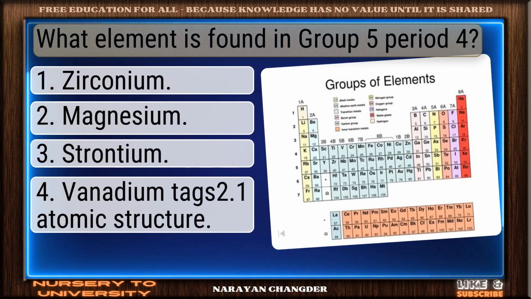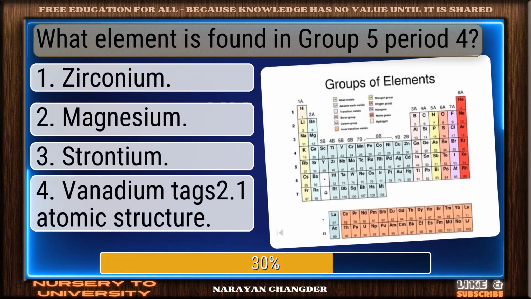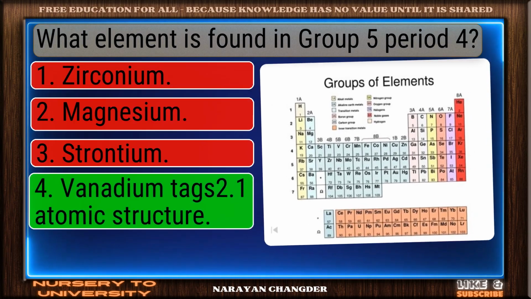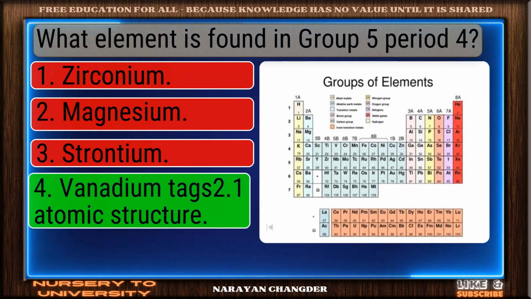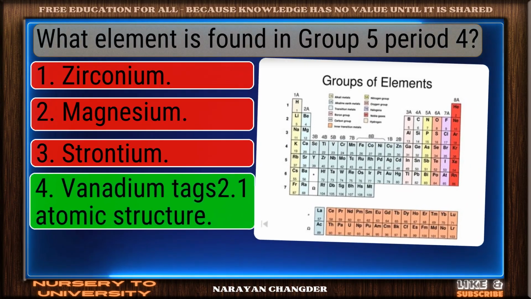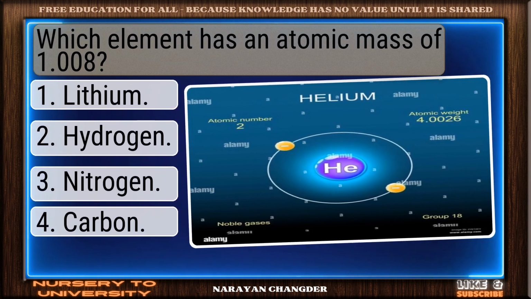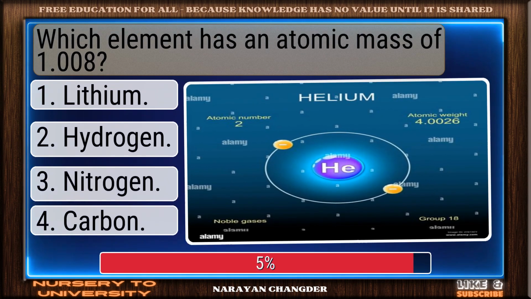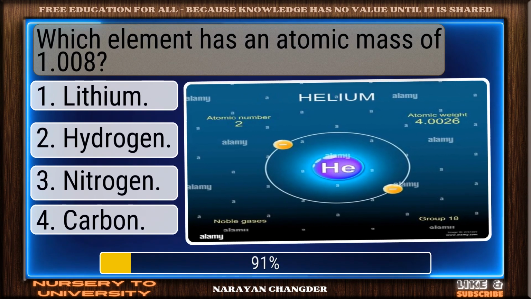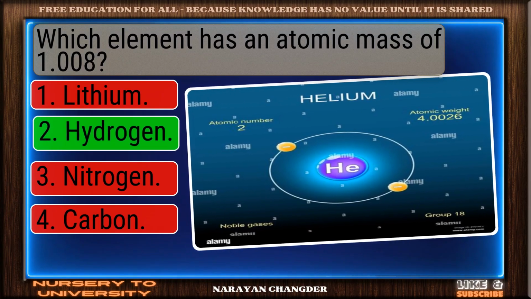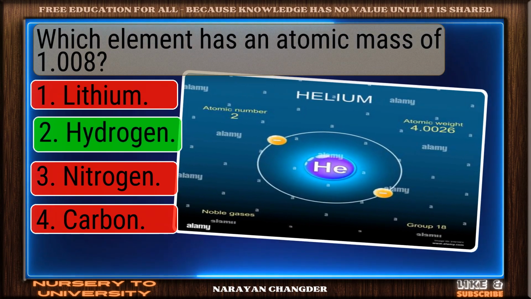What element is found in Group 5, Period 4? Nice selection. Vanadium is the correct and valid answer. Which element has an atomic mass of 1.2 u? Perfect. Hydrogen is the correct choice.